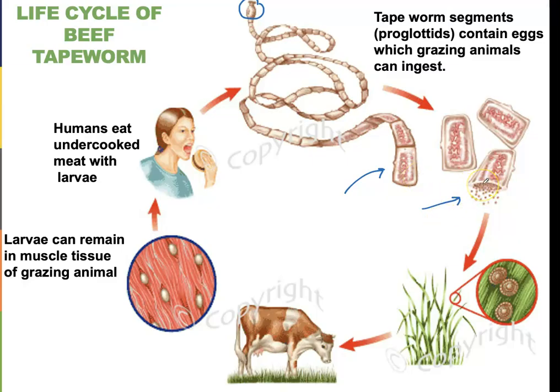These guys are going to be released in your feces. The eggs are going to be released into the environment. And if it happens to be in the natural environment, you can have a cow eating those eggs. And then the larvae are going to be burrowed into the meat of the cow. And then if you eat a raw burger and the meat had this kind of larvae inside of it, then you can get a tapeworm.